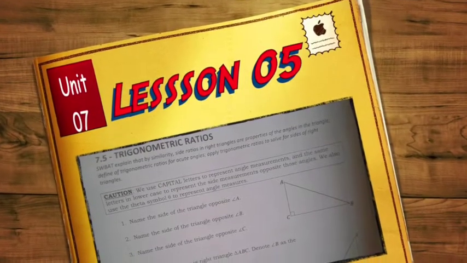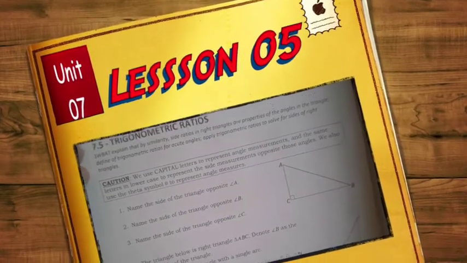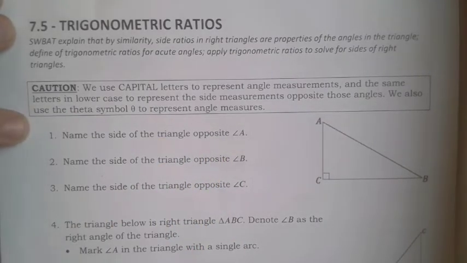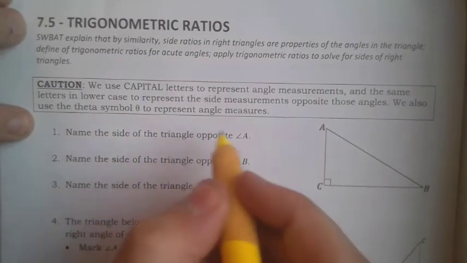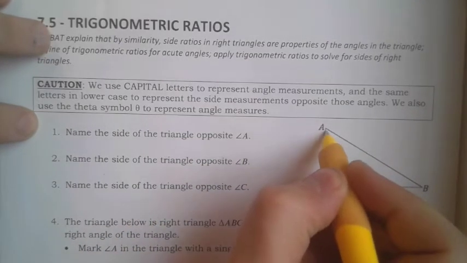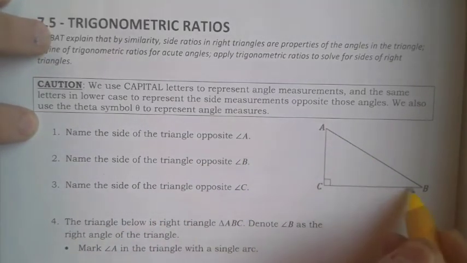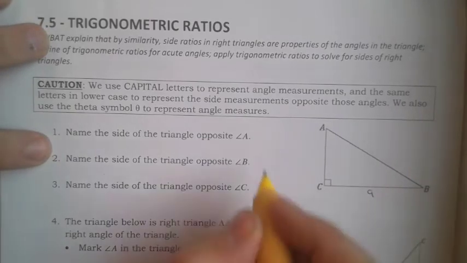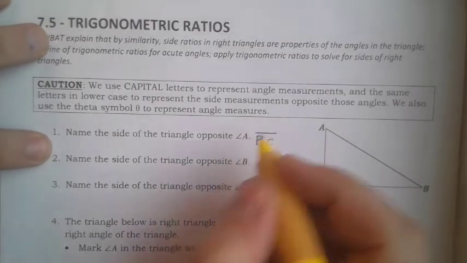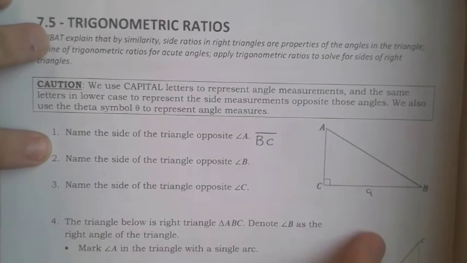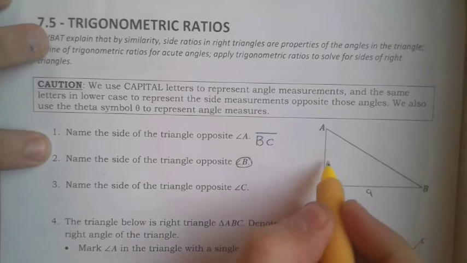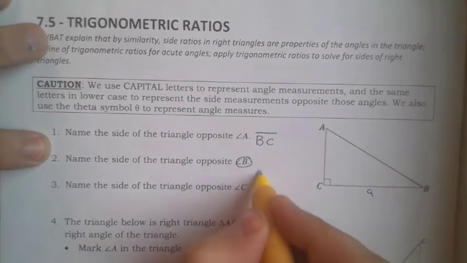Welcome to 7.5 Trig Ratios. We're going to get started by labeling using this word called opposite. So, if I want to name the side opposite angle A, opposite A will be away from A over here. So we're going to call this side A or BC. Notice opposite. If I started from angle B, the opposite side would be AC.